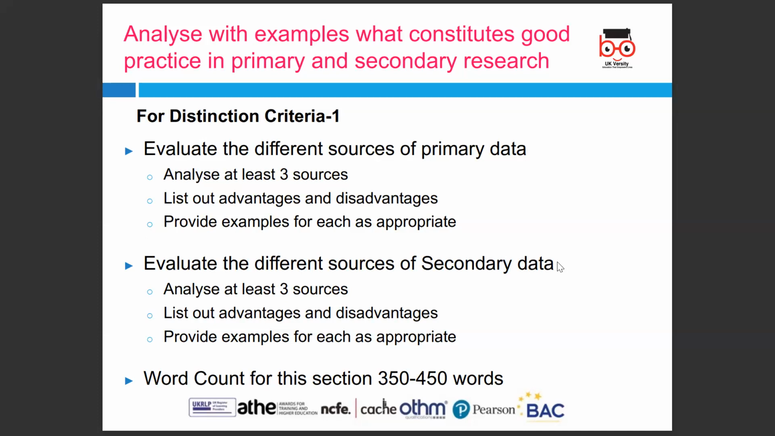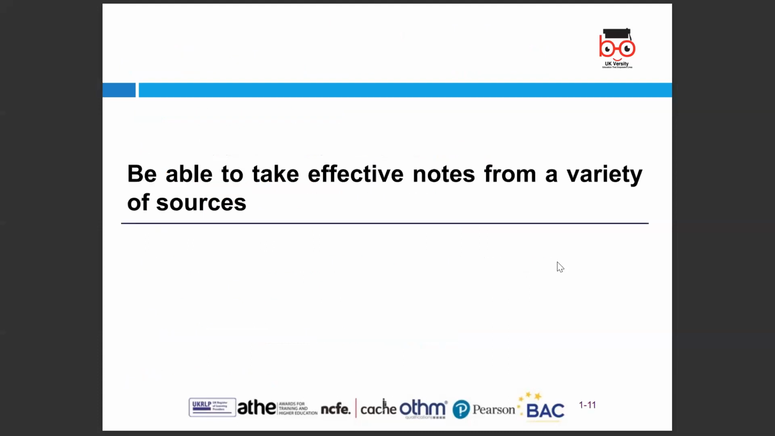Then you would have to look at evaluating the different sources of secondary data, and you would analyze at least again 3 sources, list out advantages and disadvantages, and provide examples of each that are appropriate. So you would need to look at the different advantages and disadvantages of that, giving examples for each of the 3 sources.